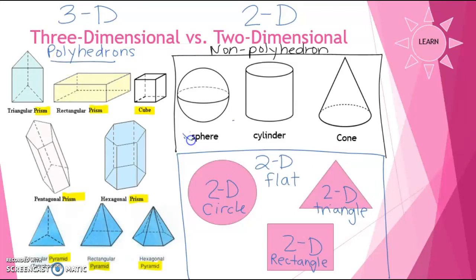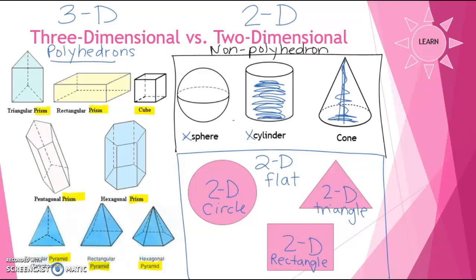The sphere does not have a face. The cylinder does have a face, but you see the side of the cylinder here? The side of the cylinder is curved. That's why it's not a polyhedron. The cone has one face at the bottom, but if you notice the side of a cone, like an ice cream cone, is curved. That's why it is not a polyhedron. So these three shapes are considered non-polyhedrons.